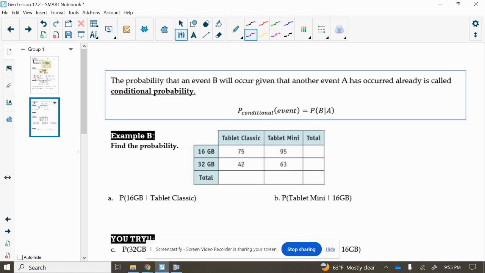Right. On the back, we have the idea of conditional probability. This is basically that event B will occur given that another event A has already occurred. We write the notation for conditional probability as P(B|A). I like to think about it as the A has already happened. That's our group on the bottom of our fraction. And then the specific group they're asking for out of that, that's the B on the top of the fraction.